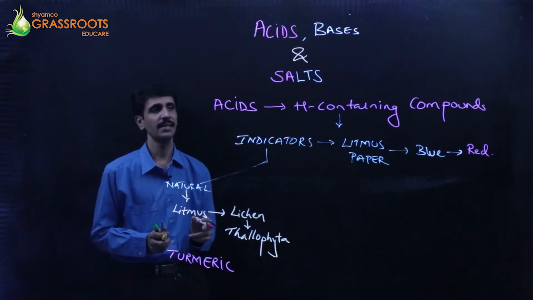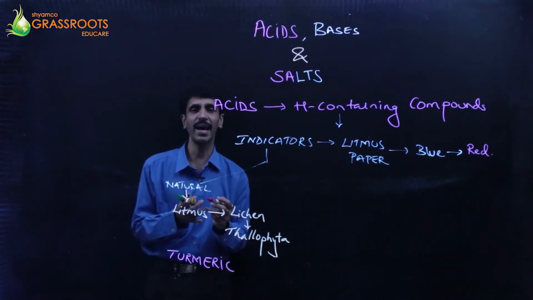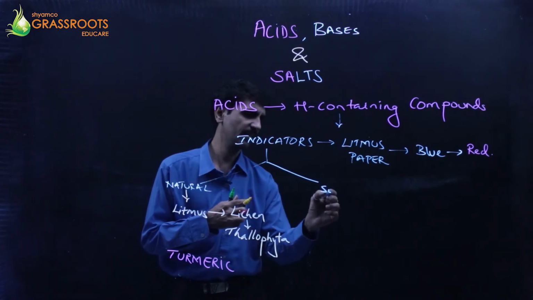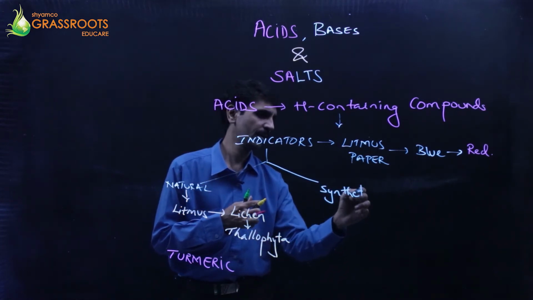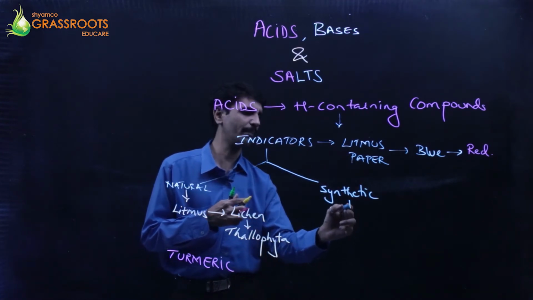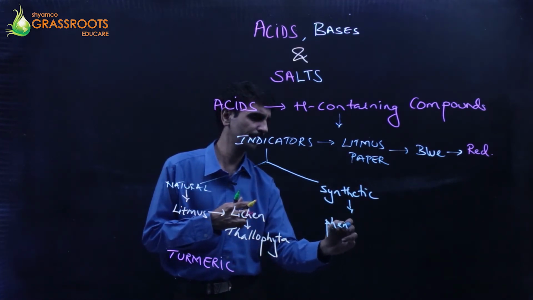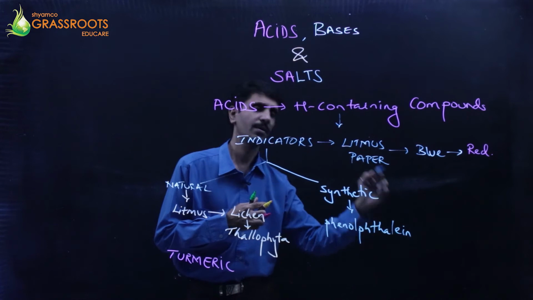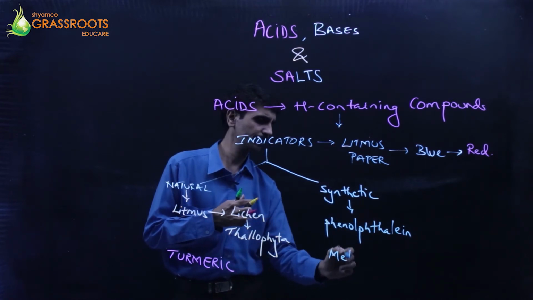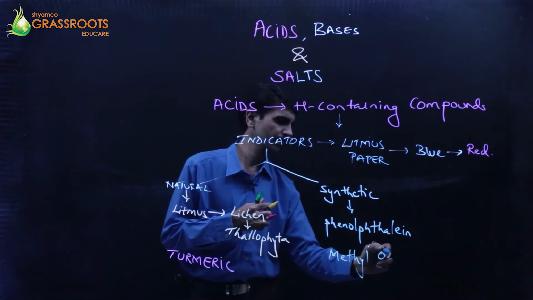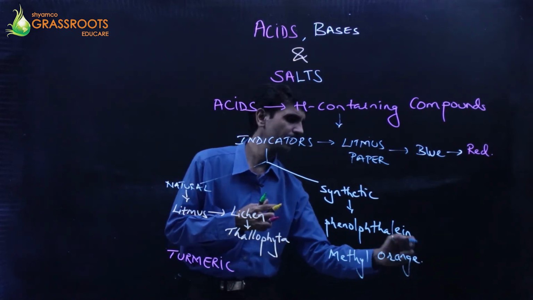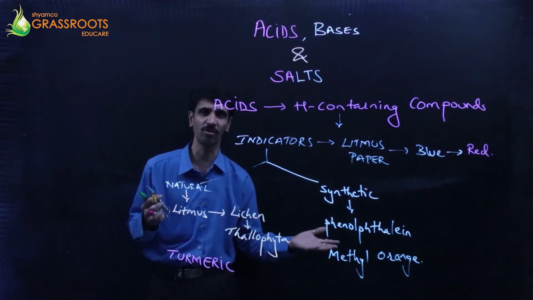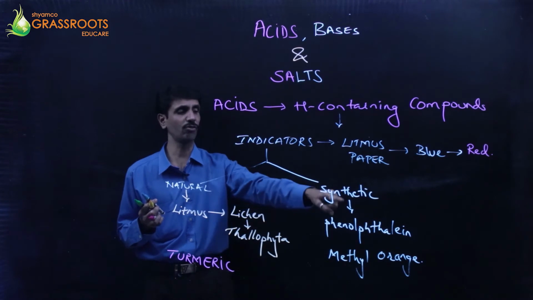Getting me? Right. We go into the next one. The next one we have is the artificial or synthetic ones. In the synthetic case, the best example I can give you is phenolphthalein. Then we have methyl orange. These are synthetically produced in the laboratory by means of chemical reactions, so they come under this category and they show a color change.